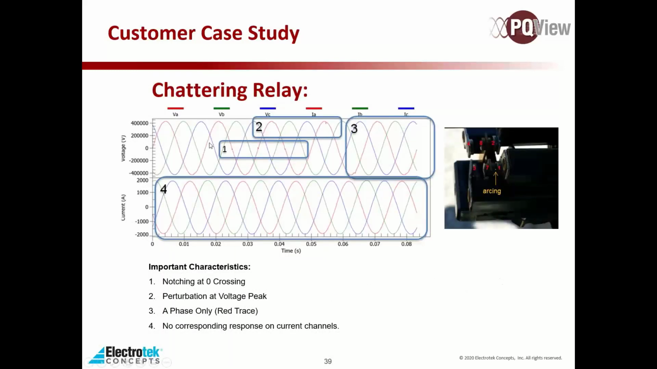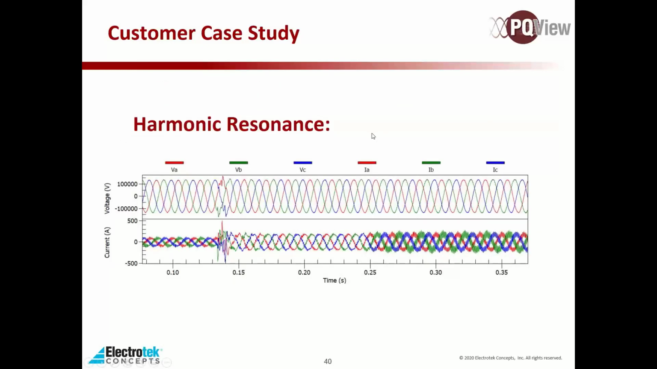And similarly here, they had a chattering relay, and by looking at the current and seeing that there wasn't anything actually happening as a result of the voltage disturbance, it was likely not actually on the power system, but just on this relay here. And here, they're showing notching at the zero crossing, perturbations at the voltage peak, and the fact that it's only on phase A, so phase A is the only one that's arcing, and then here again, no corresponding response on the current channel. Here, just showing harmonic resonance, which can be very, very bad if left unmitigated.